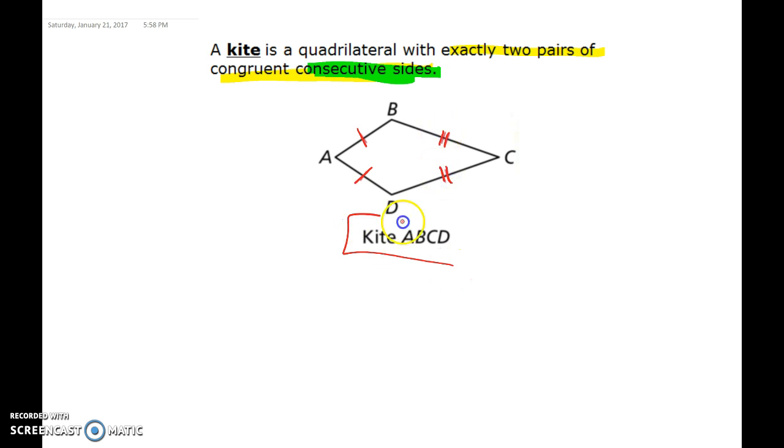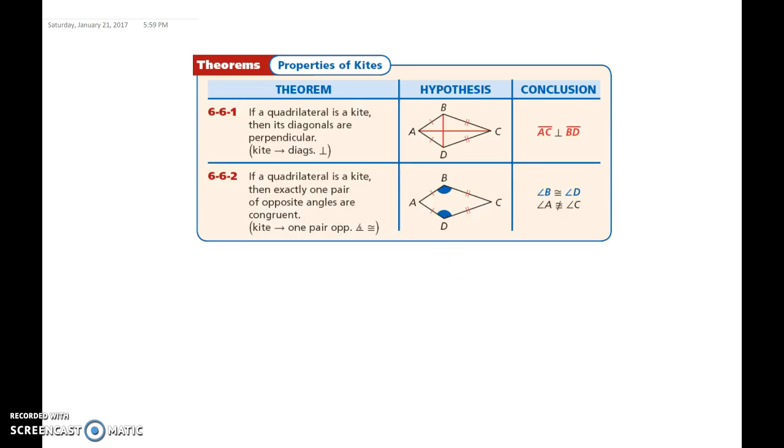So this is a kite ABCD. Now, some of the properties that a kite has is that its diagonals are perpendicular. So we know that this measurement here is 90 degrees. And they have exactly one pair. There's exactly one pair of opposite angles that are congruent. So it's not two, but exactly one pair of opposite angles.